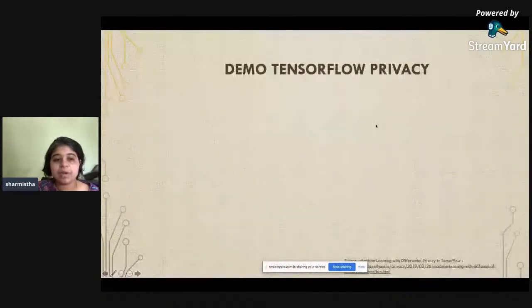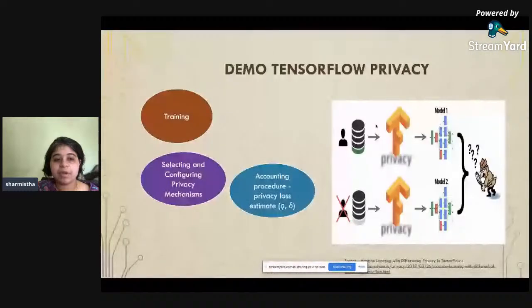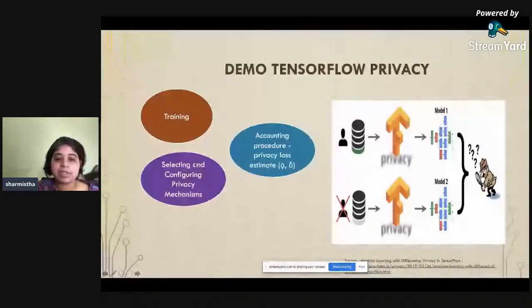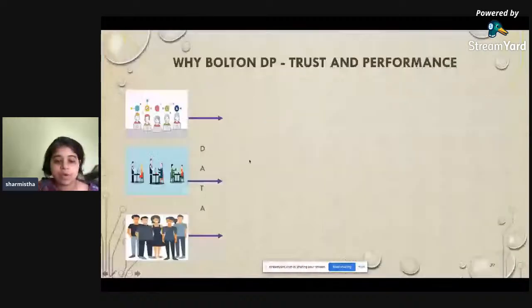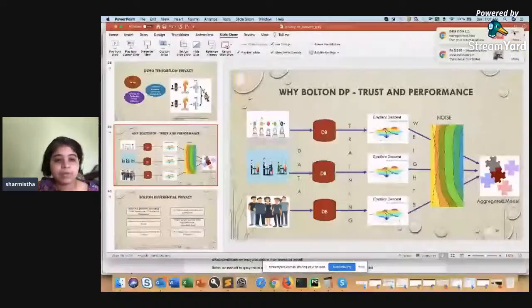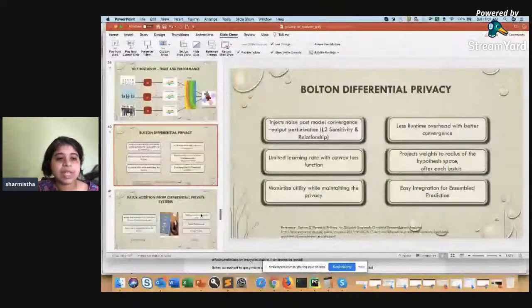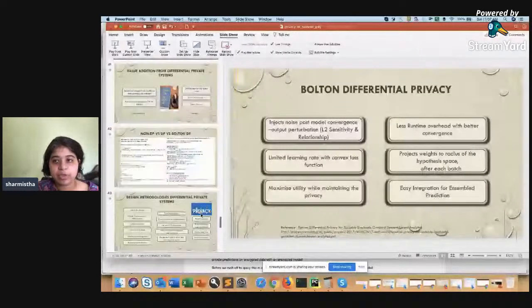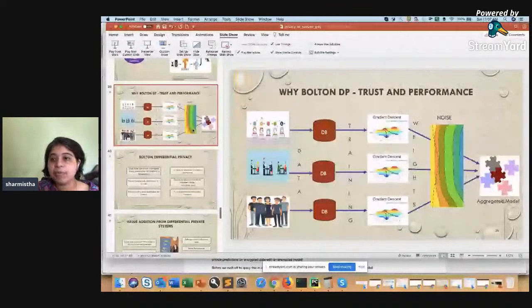We have three different modules: one is training, one is configuring the privacy, and one is the accounting. I think I will cover the bolt-on after this demo. Let's go through the code. We have bolt-on differential privacy and how we do it. A few slides are there, and we'll cover them after going through the demo.